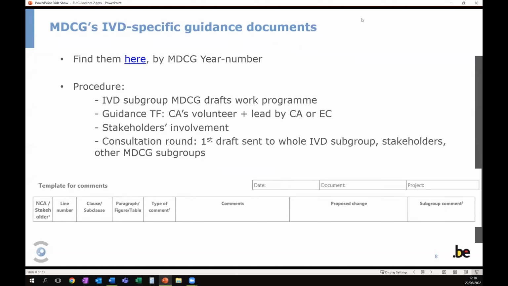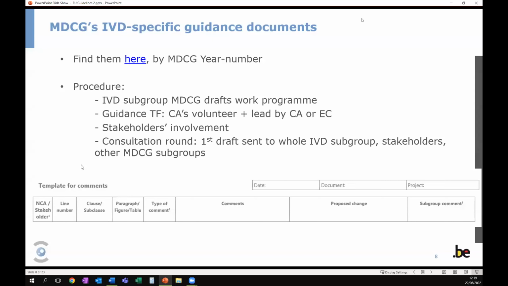So when it comes to stakeholders' involvement, it's decided on an ad hoc basis whether to include stakeholders straight away or not. For instance, for the guidance on in-house devices, it was decided that there would be first a draft by the competent authorities, because competent authorities needed to harmonize their views first before a first draft could be written. So generally, after this first draft, there is a consultation round where the draft is sent to the whole IVD subgroup, to stakeholders, but also to other MDCG subgroups if those are impacted as well.